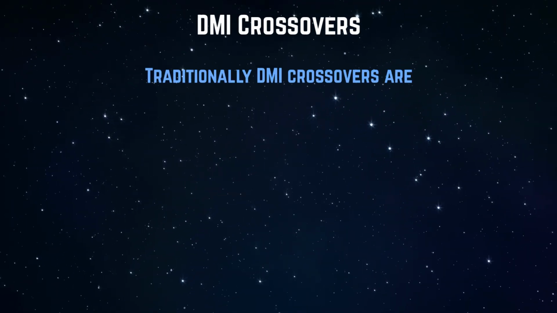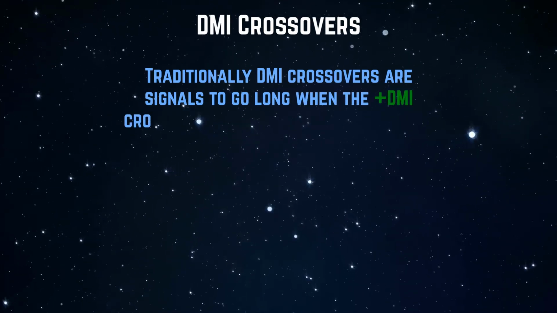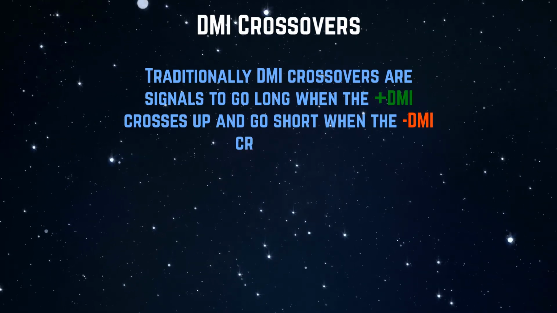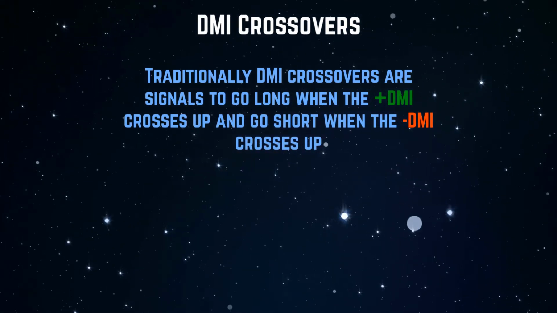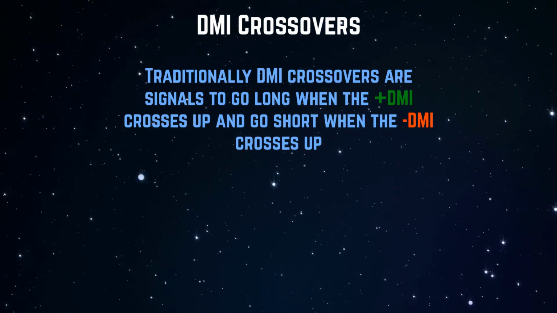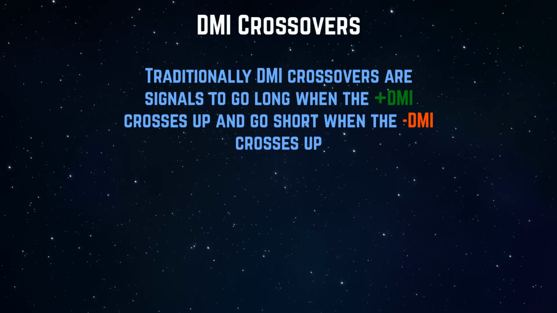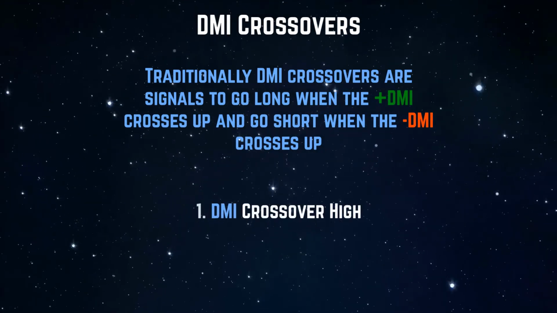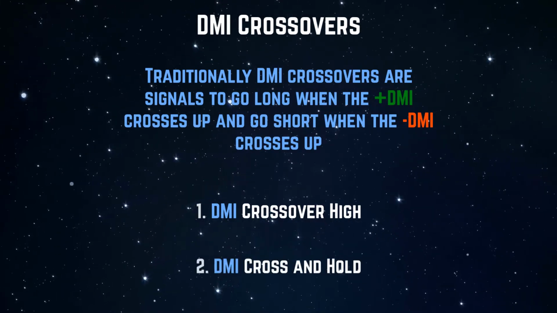Traditionally, DMI crossovers are signals to go long when the positive DMI crosses up and to go short when the negative DMI crosses up. While this works often, it also fails frequently under many conditions. To avoid this signal to noise ratio, we have two strategies. The first is the DMI Crossover High, and the second is the DMI Cross and Hold.